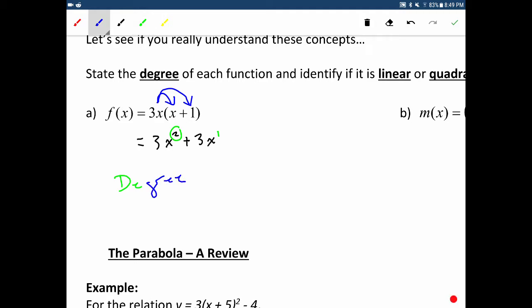Degree is 2, okay, which means that this is quadratic.